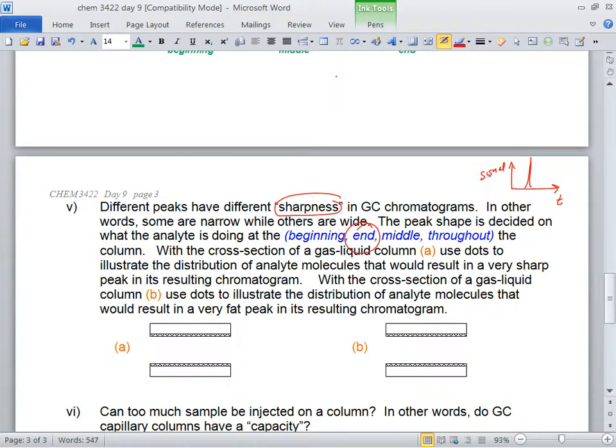With the cross-section of a gas-liquid column A, use dots to illustrate the distribution of analyte molecules that would result in a very sharp peak. And then with the cross-section of a gas-liquid column B, use dots to illustrate the distribution of analyte molecules that would result in a very fat peak. So what would be the difference between the two? At the very end of the column, you have a really sharp peak with all the molecules in the headspace. In the headspace. Very well said.